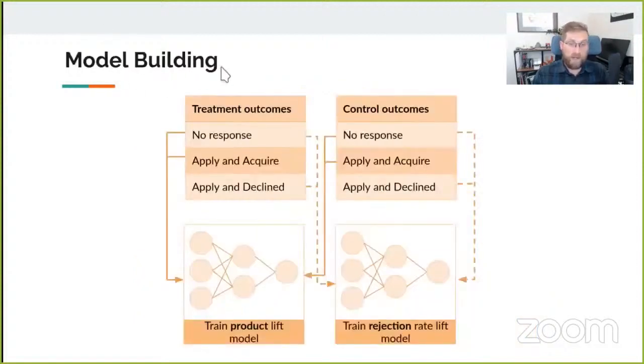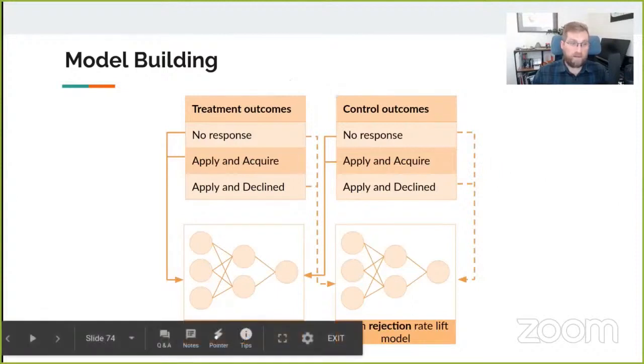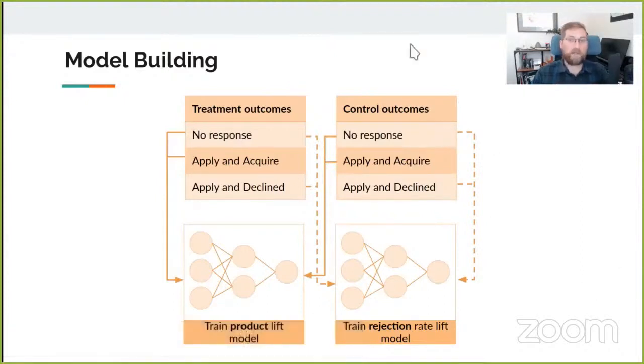So with this data in hand, we can now build two models. A model that aims to predict the product lift given a person is treated and untreated, and also one that aims to predict the rejection rate lift. This is the probability of a person being rejected given they apply and are either treated or not treated. With these two models, we can compute estimates of the harms and benefits that we've defined.